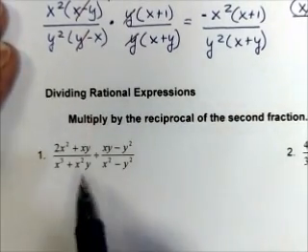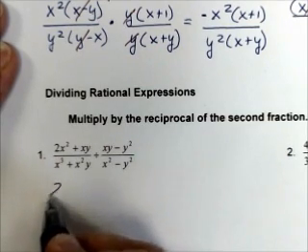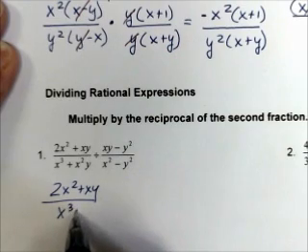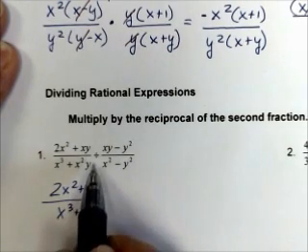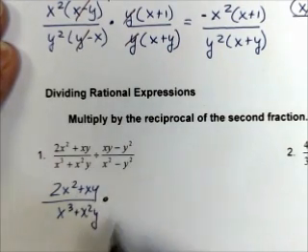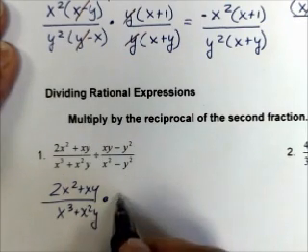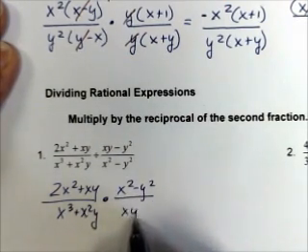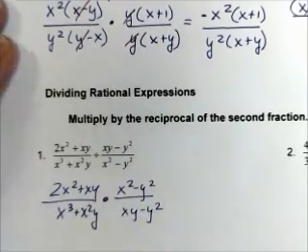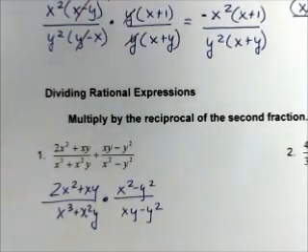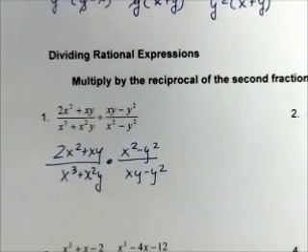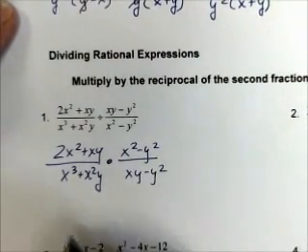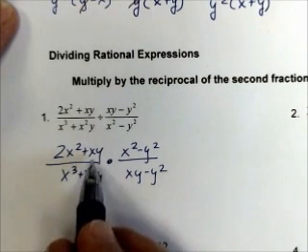All right, so we take our first rational expression, that stays as it is. We change division to multiplication, and we write the reciprocal, or flip, that second fraction. So now we just have a multiplication problem. So now we go about it just as we did above. We factor numerator, factor denominator, divide out common factors.